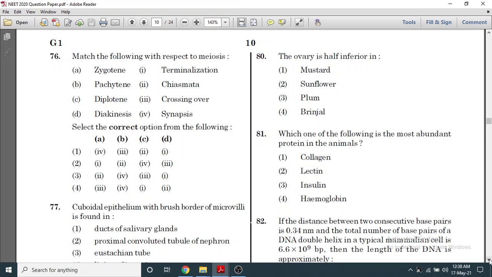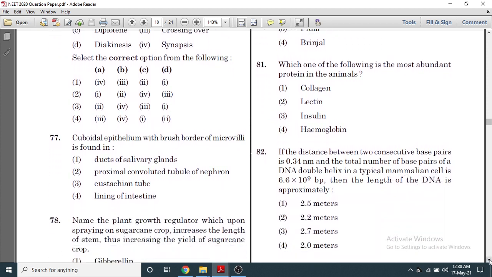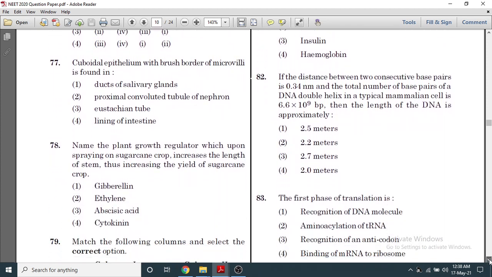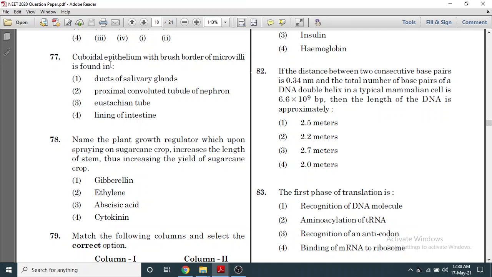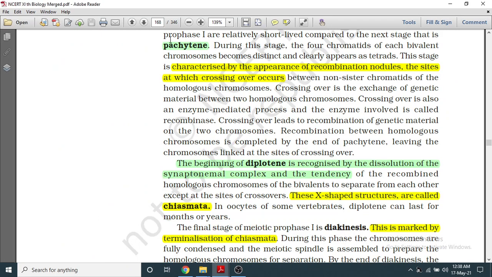Now move on to the next question. Question number 77. They have asked: cuboidal epithelium with brush border of microvilli is found in. Question number 77 is from class 11th from page number 101, 102 and 294. This is from chapter number 7 as well as from the excretory system. First we look at 294.